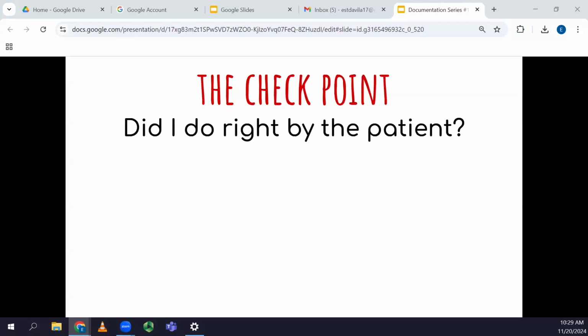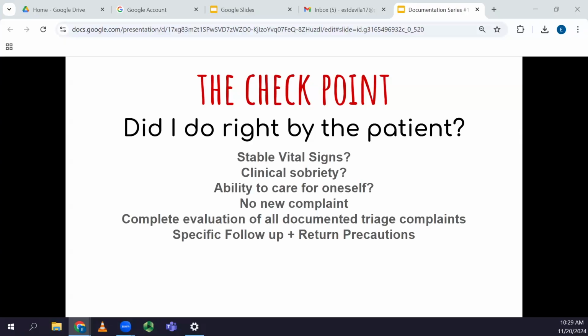My first question I ask myself in my head is, did I do right by this patient in front of me today? And after I ask myself that question, I ask myself more objective questions. Are their vital signs now stable? If they are, I document that. If they're not, I document why I'm okay with sending them home with an unstable vital, like a really high blood pressure. I would say, like, they admitted that they didn't take their blood pressure medications today.